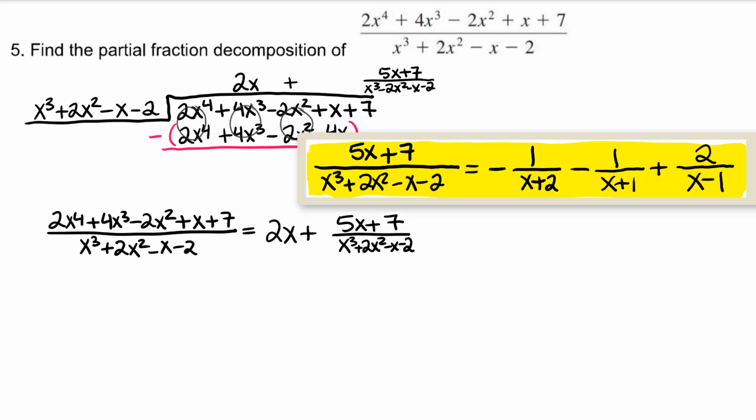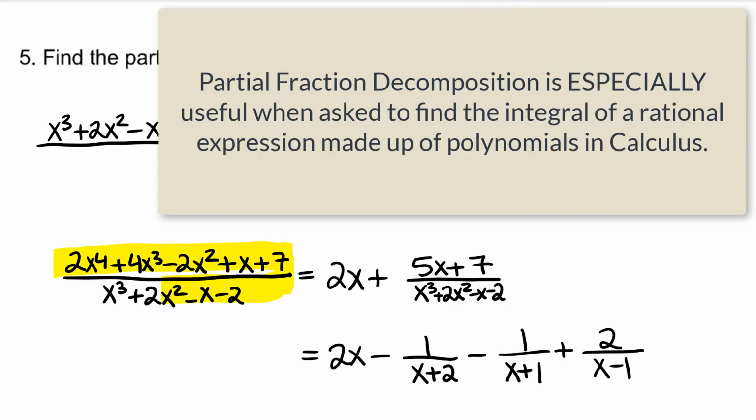Oh wait, we already did that in number 1. Yay! So copying down the partial fraction decomposition, the partial fraction decomposition of this is 2x minus 1 over x plus 2 minus 1 over x plus 1 plus 2 over x minus 1.